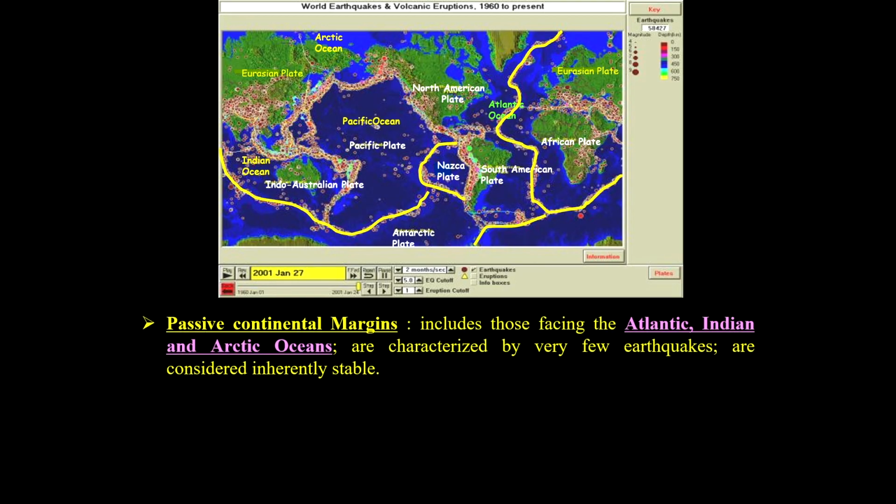Okay, so passive continental boundaries include those facing the Atlantic, Indian and Arctic oceans. Okay, and if you carefully look, you mostly see the spreading centers over here, and they are categorized by very few earthquakes and are considerably inherently stable. Okay, but yes, of course there is movement along the passive boundaries, but the earthquakes which will be triggered are not of very large magnitude.